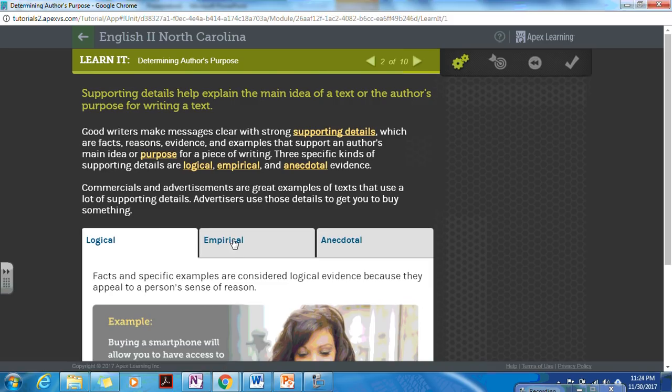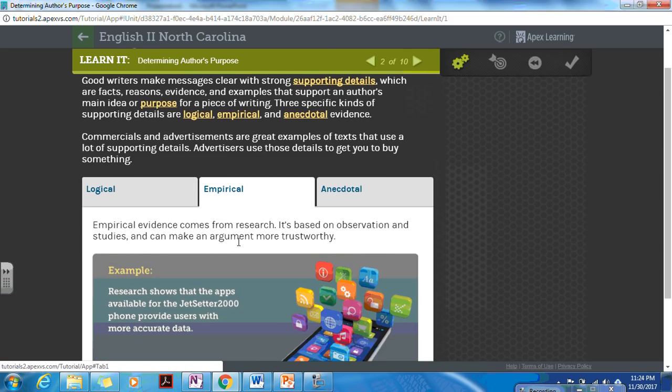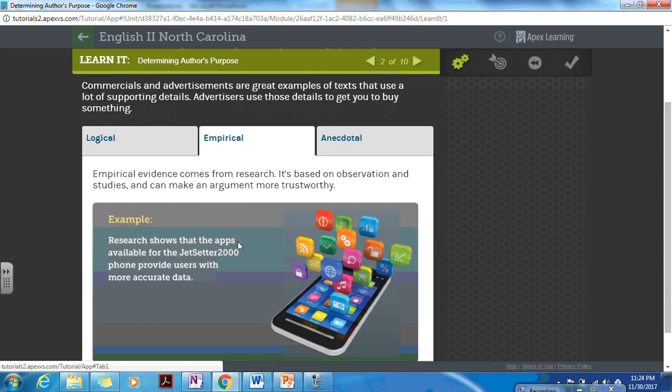The second type is empirical. Empirical is research. So it's based on observations, statistics, surveys, studies, anything that makes your argument more trustworthy. So for example, research shows that the apps available for the Jet Setter 2000 phone provide users with more accurate data. Research, so again, something that can be proven.